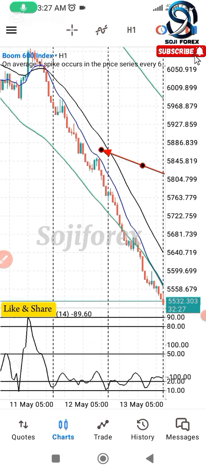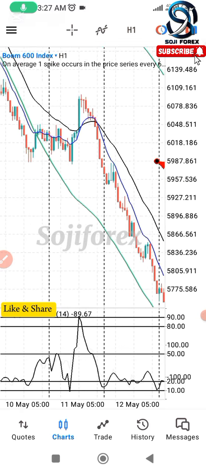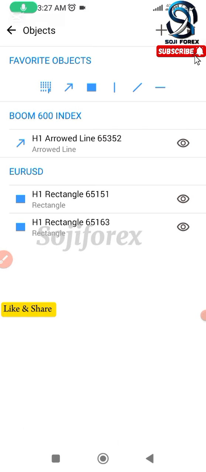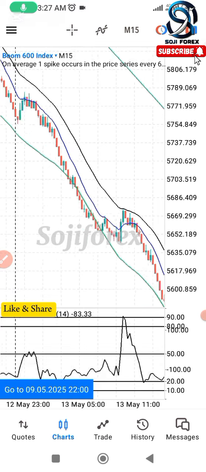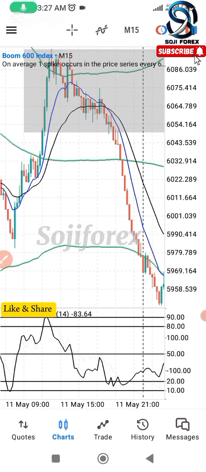So please, let's take note of that. If you don't get that, I would have loved to explain so that you can get that correctly. Let's say for instance this zone, let's look for this zone on the lower time frame. Beautiful. Now you see that zone that I marked.